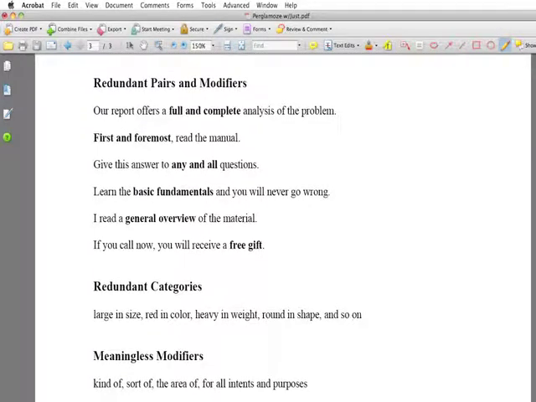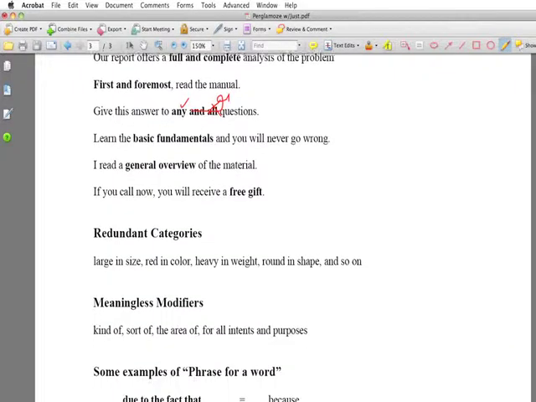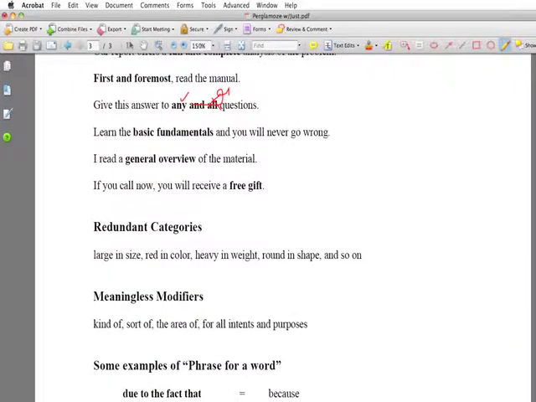Avoid first and foremost, full and complete. Supposedly if it's complete it should be full. Any and all, well, let's use any or all. Let's not use both. Same thing with redundant categories. You'll see these all the time. Large in size, red in color, and just stuff such as kind of, sort of, the area of, holdovers from speech that show up in the written product.